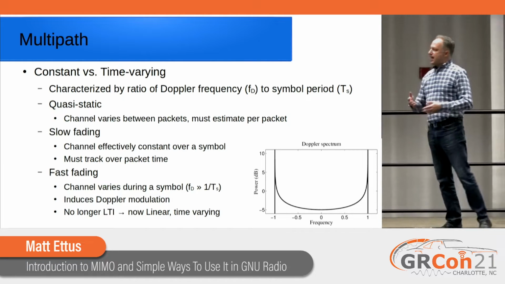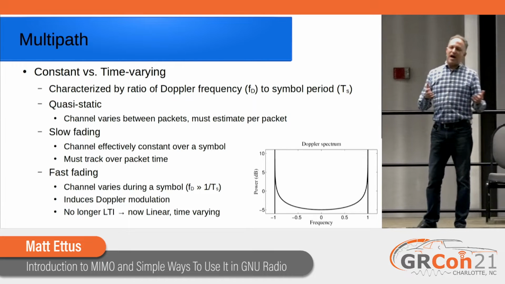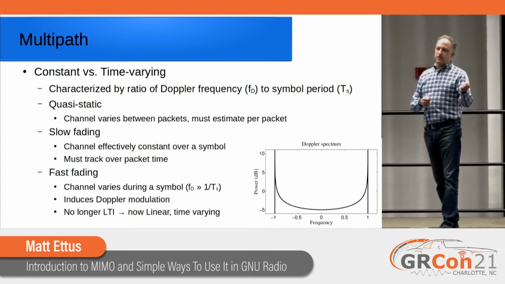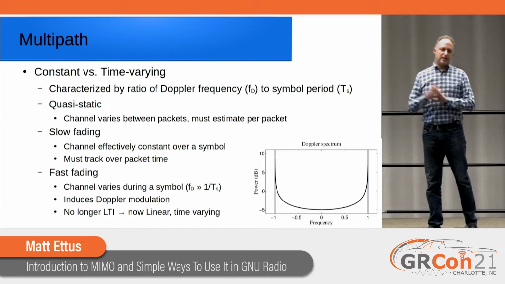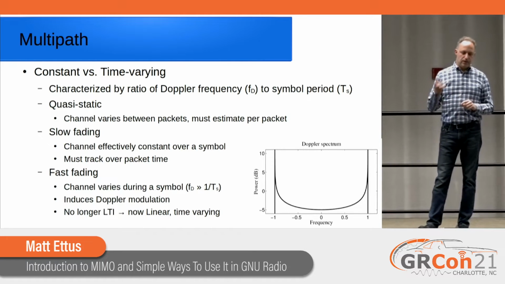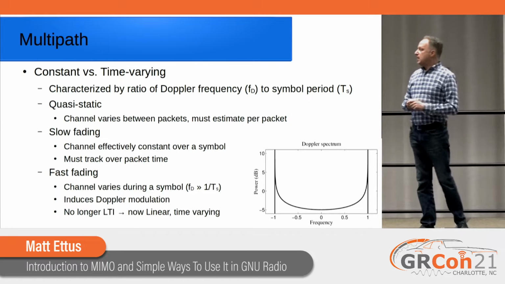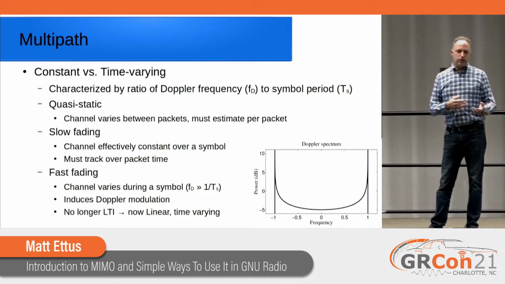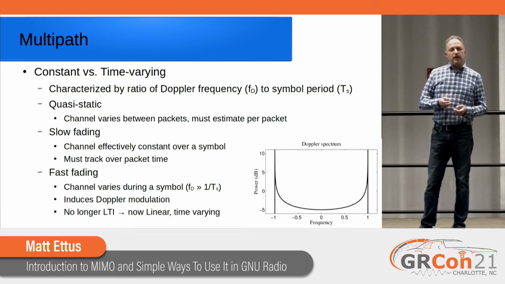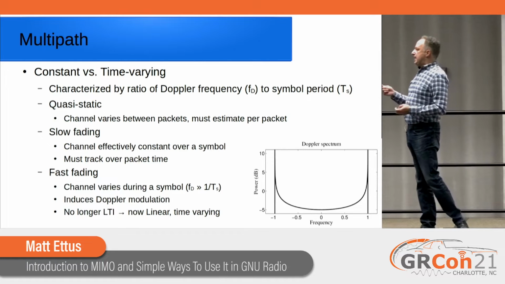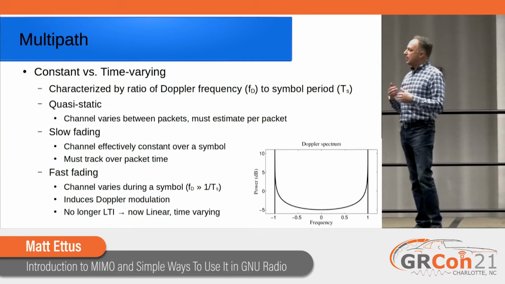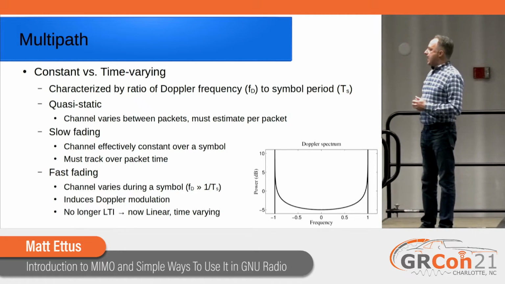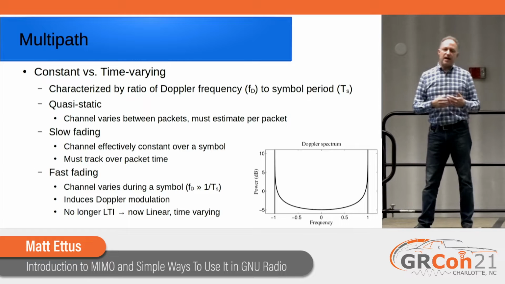That means the channel may vary, but not during a packet. You can pretty much estimate the channel at the beginning of the packet, let it ride through, and then only re-estimate it for the next transmission. Next up, there's slow fading, which is pretty constant during a symbol, but over a packet, it will change. That's the most common that we see, and so you do have to track within the packet.